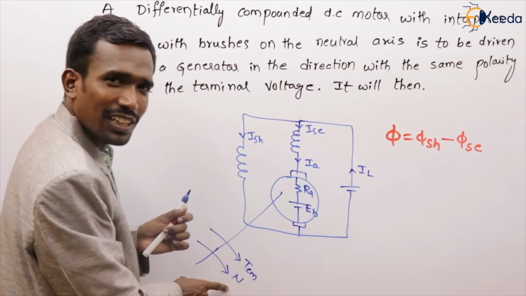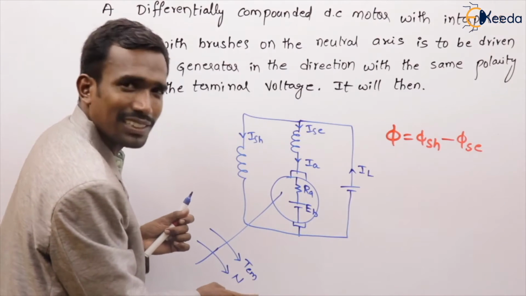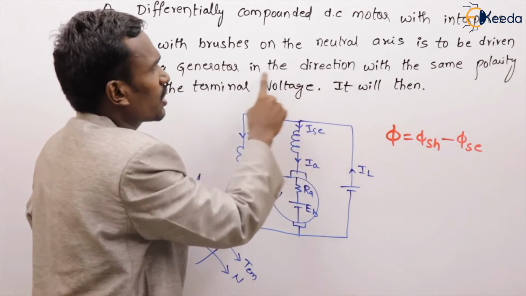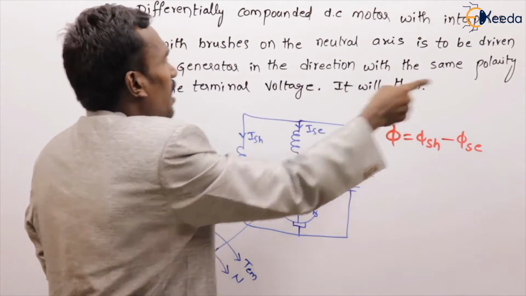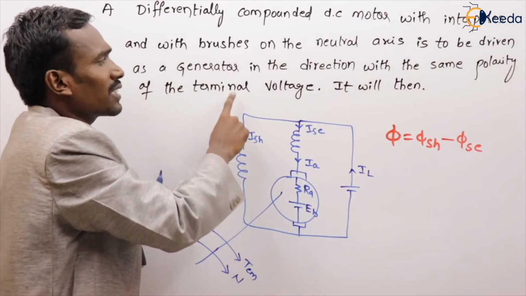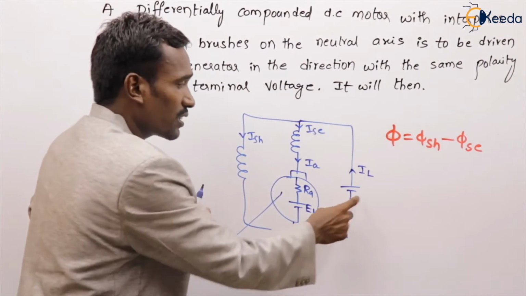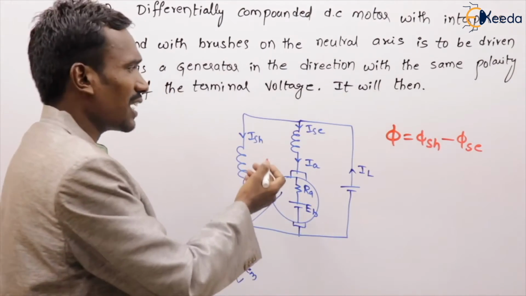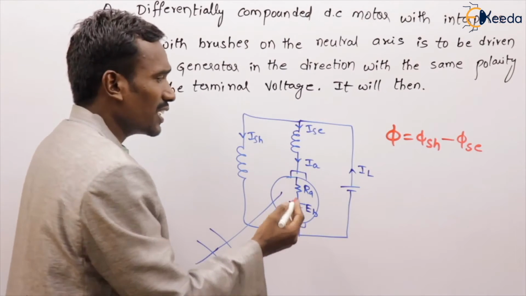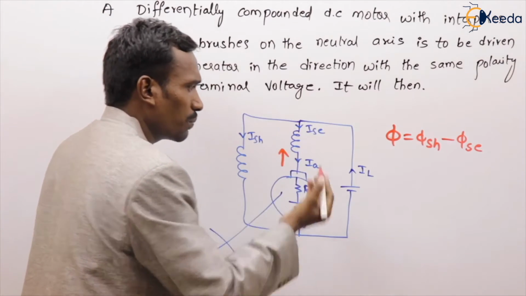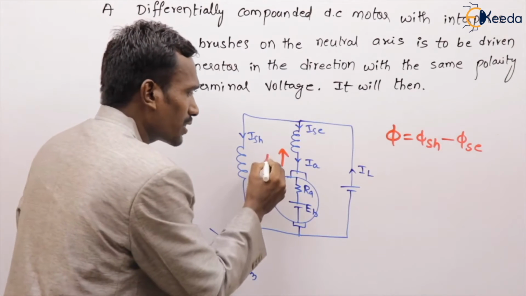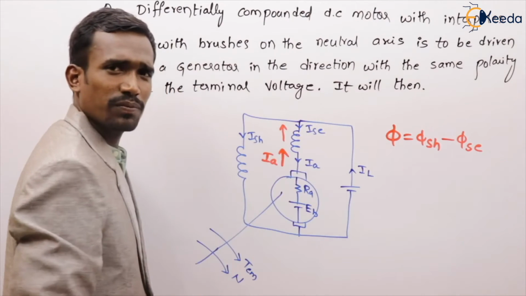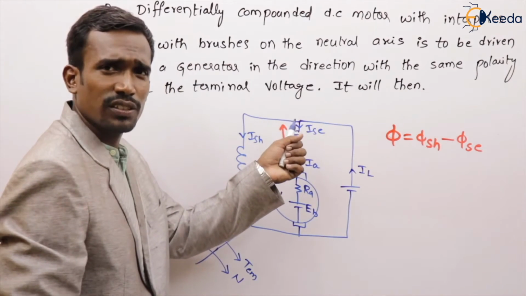In the same direction, and the torque also should be in the same direction. Driving the generator in that direction with the same polarity won't change the terminal voltage. Now tell me, if it acts as a generator, the armature current should be in this direction, and ISE is in this direction. Right?